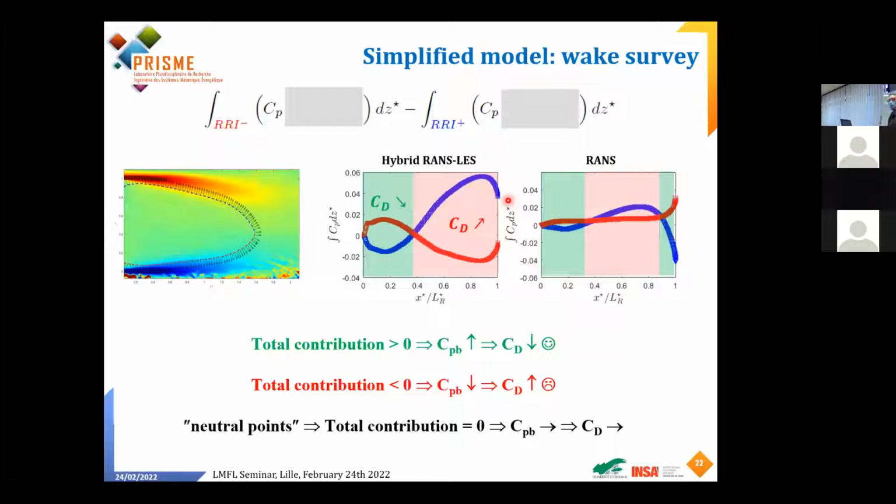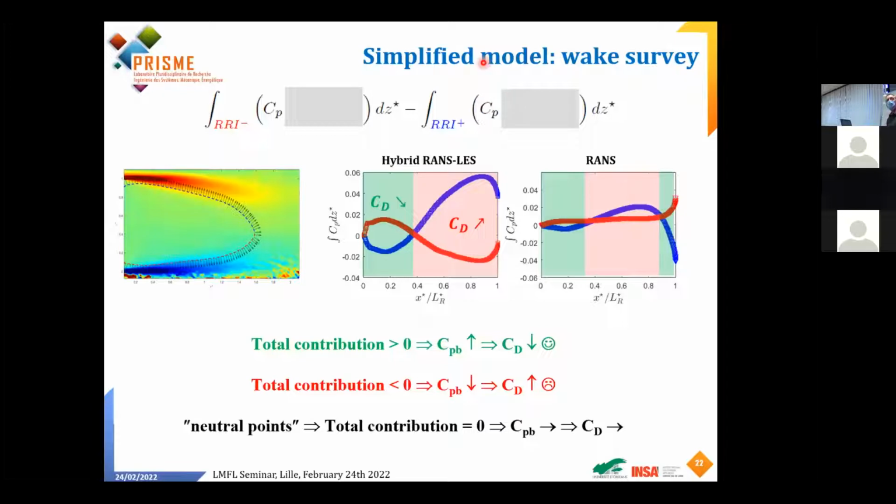All right? But I'm looking here also at how this term is built as I'm traveling along the interface, here in blue and along this interface here in red. So when the red part is positive and the blue part is negative, and if I take the difference, this tells me that this term will have a positive effect. It will increase the base pressure. So if it increases the base pressure, it decreases the drag.